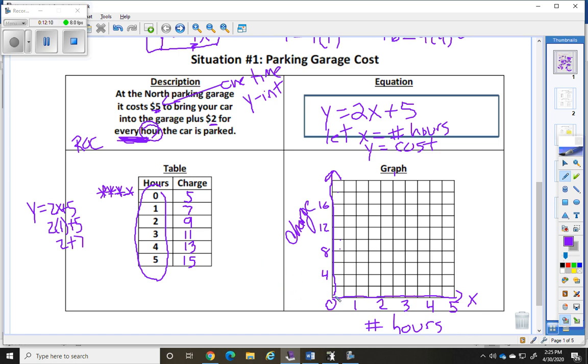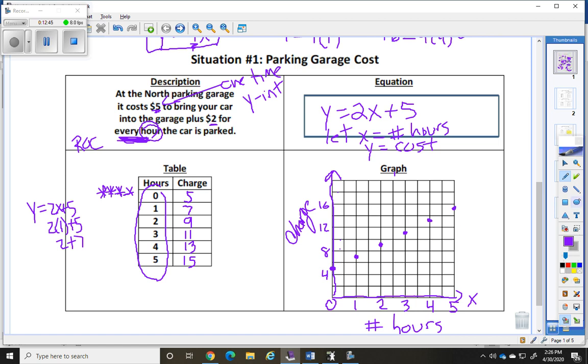For 0 hours, the silly person who drove in and didn't stay is paying $5. 1 hour, 7. All of these are in between, but that's all right. And you can see that my points do land in a nice straight line.